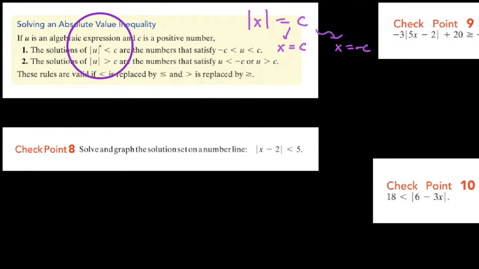The only difference here is that we're going to have to talk about this inequality sign, but it says if u is an algebraic expression and c is some positive number, then we say the solution of the absolute value of u is less than c are the numbers that satisfy that u is between and not including negative c and c. So one thing I want to mention here is this.